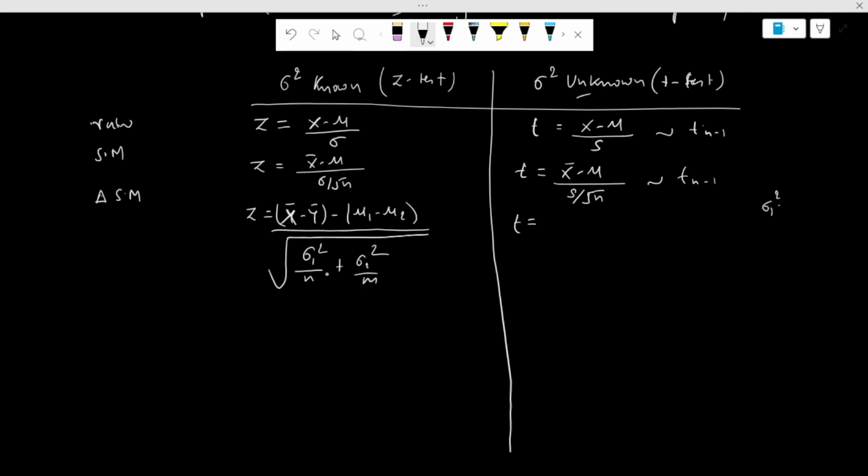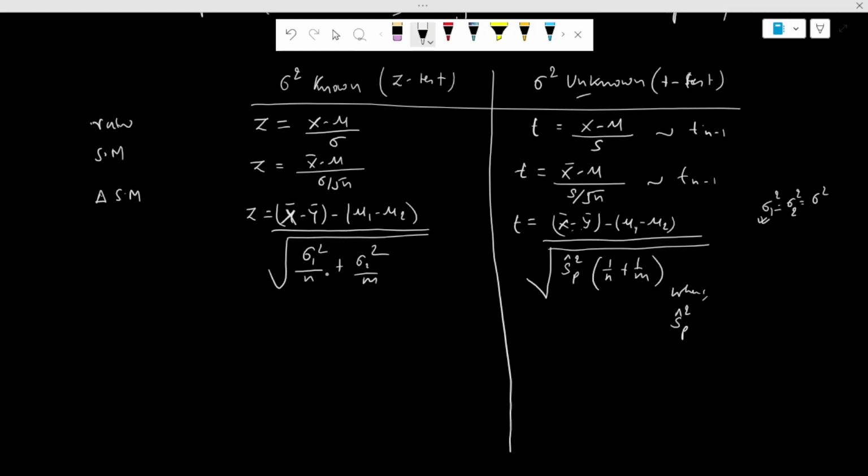Though the population variances are unknown, they are equal. For this case, in our T distribution, again the numerator has no difference, and we calculate the square root of the variance for the random variable x bar minus y bar, assuming that the variances are unknown but equal. This is equal to the square root of s square p times 1 by n plus 1 by m, where s square p is our weighted average of the sample variances, n minus 1 s1 square plus m minus 1 s2 square, divided by n plus m minus 2.